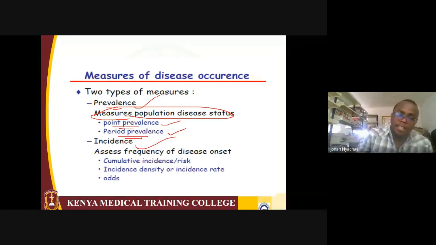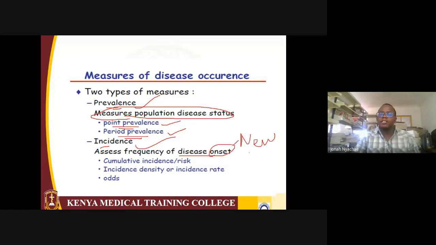So we have the incidence, which is another measure of disease occurrence. The incidence assesses the frequency of disease onset. Here, we are talking about new cases.